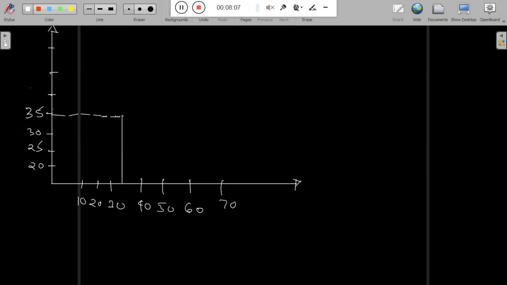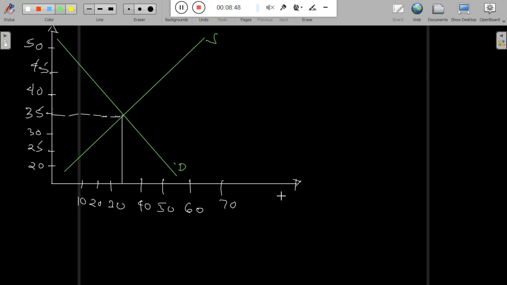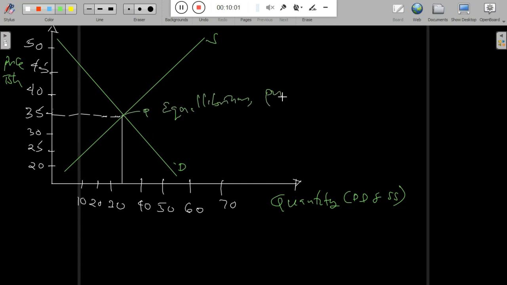The equilibrium is shown where the supply curve cuts across the demand curve at that point. So the equilibrium price is 35, and the equilibrium quantity is 40 kilograms. That point is the equilibrium price, as you can observe.